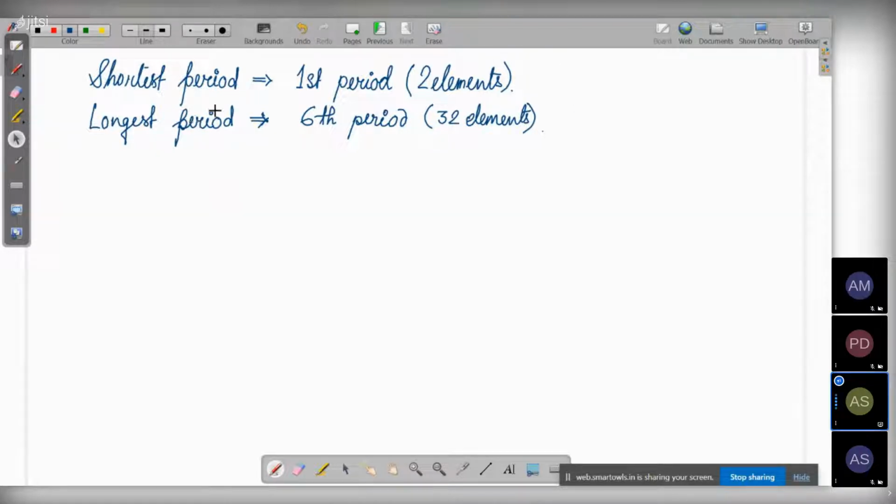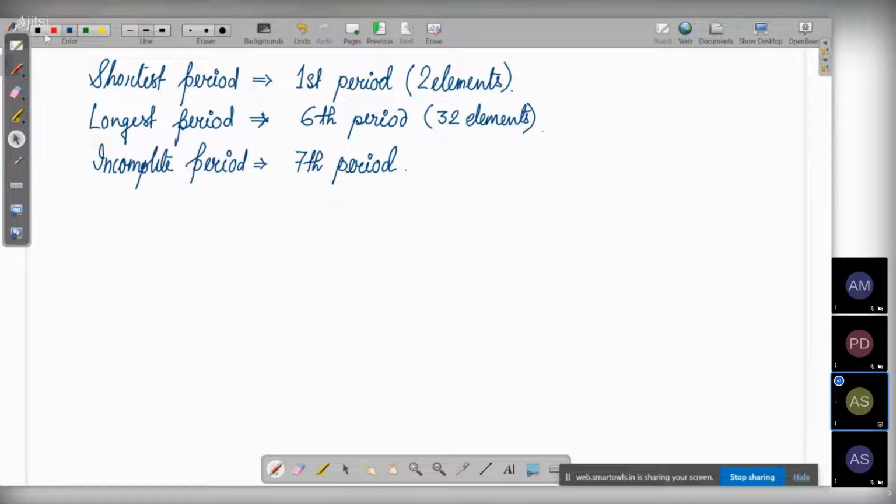And if anyone is asking about the incomplete period, then it is going to be the seventh, because there is still some element, the period 7, which is yet undiscovered. Period 7 is the incomplete period. Okay.